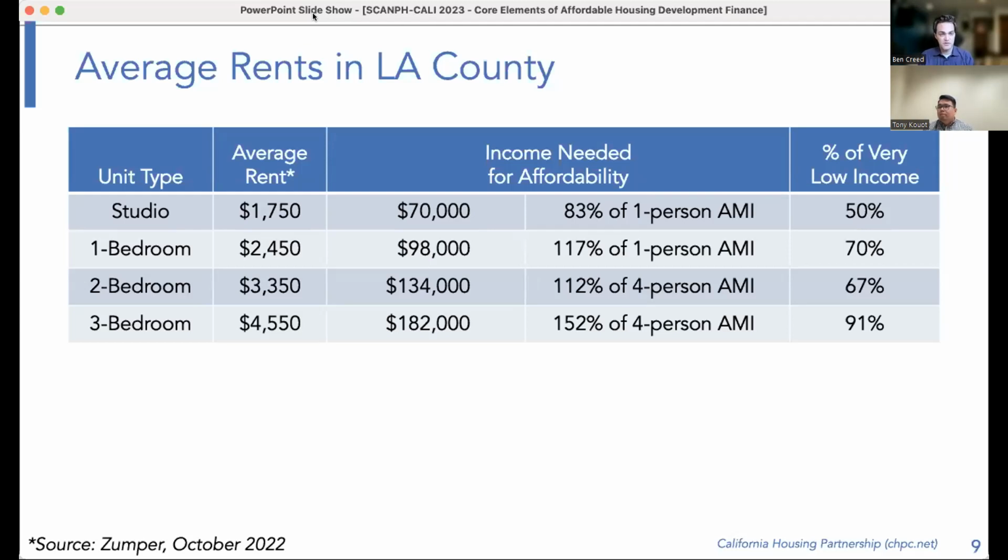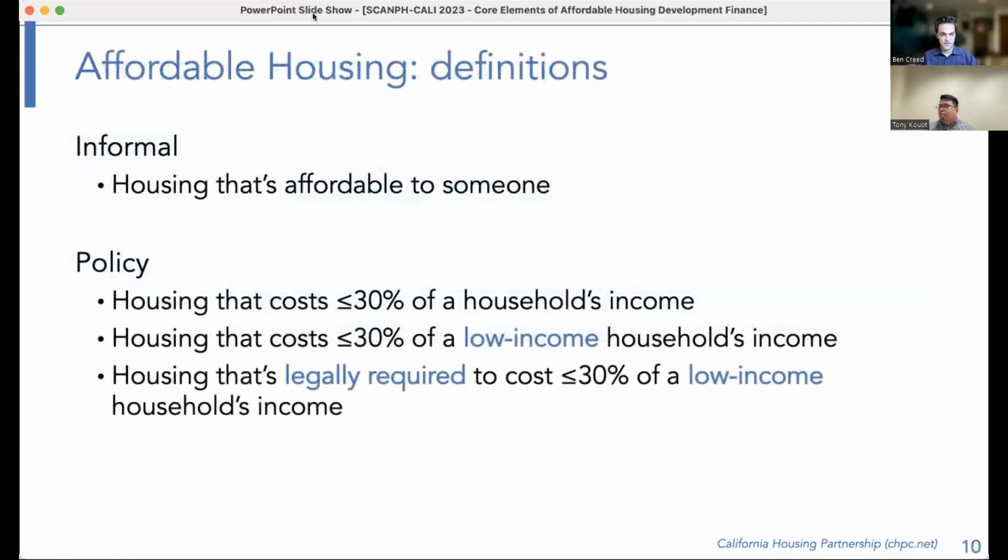Skipping down to the 3-bedroom, on average in October, the average asking rent for 3 bedrooms in LA County, $4,550 a month. That's not affordable unless this 4-person household is making $182,000 a year, or 52% higher than the median 4-person household. And again, to use that very low income as an example, at 50% of the median, a household making that much money would have to spend 91% of their entire income to afford this $4,550 3-bedroom unit. So only 9% of their income would be left. And so there's a clear mismatch here between what is available on the market and what the needs of low, very low, and certainly extremely low income LA County residents are.